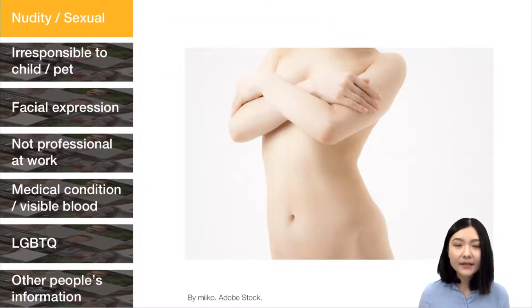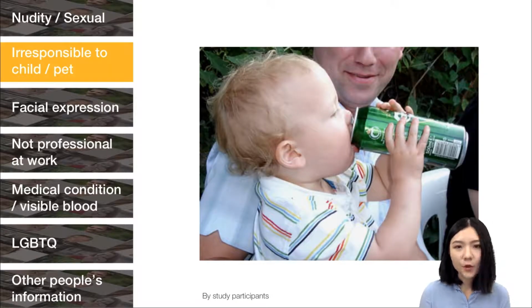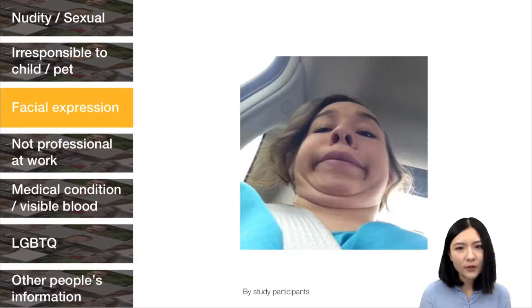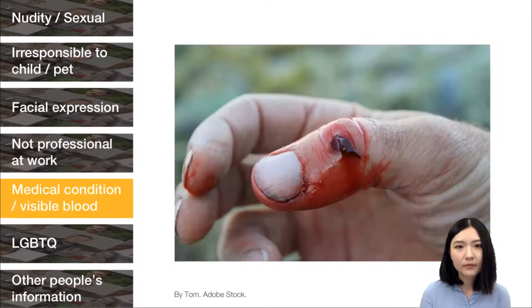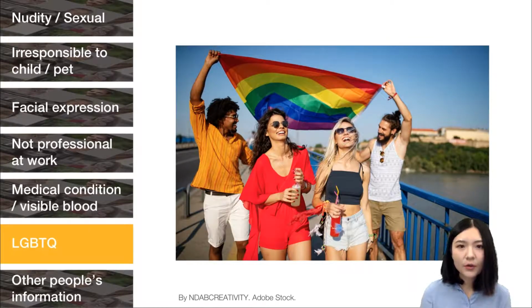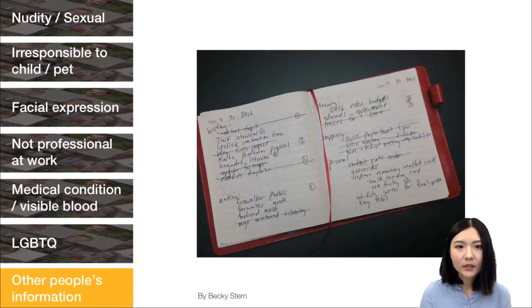Here are some examples of the highest level categories. First one, people avoid sharing photos that contain nudity or sexual content. And they are not willing to share photos that depict them being irresponsible to children or pets. They don't want to share their unflattering facial expressions with others. Or photos that show they behave unprofessionally at work. Or any visible blood or medical conditions. And the ones that are related to LGBTQ. And other people's information. The example here is a to-do list that belongs to your participant's friend. Though a to-do list itself might not be sensitive, people consider it sensitive if it's others' information.